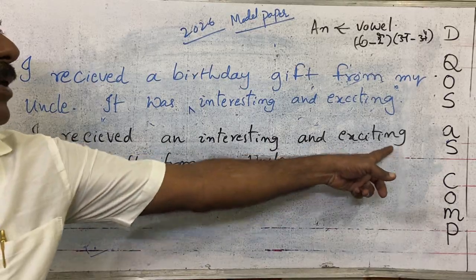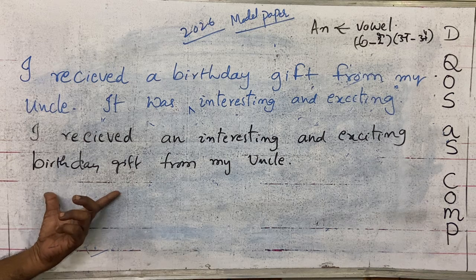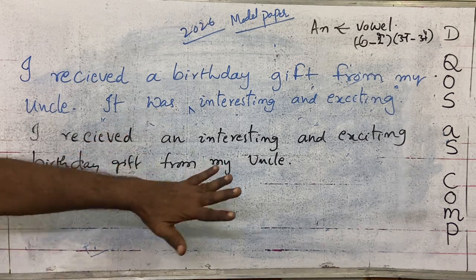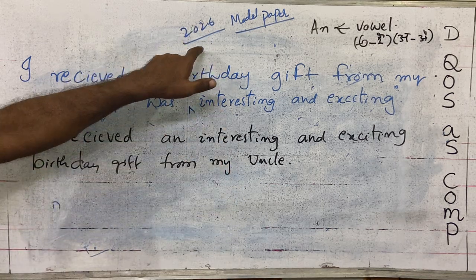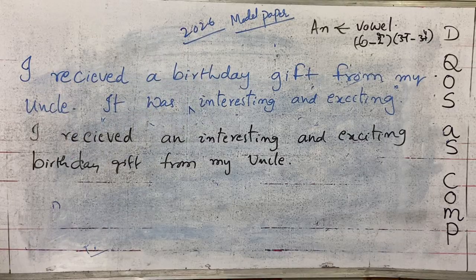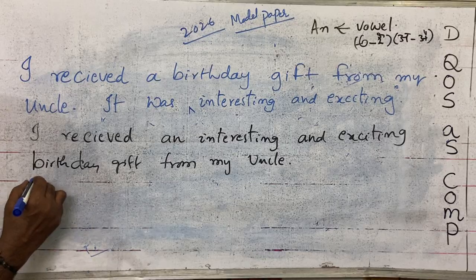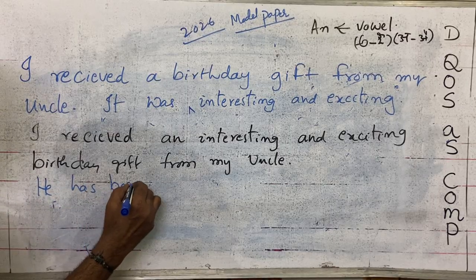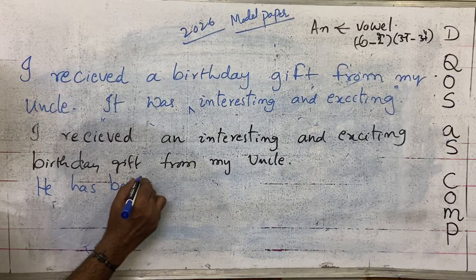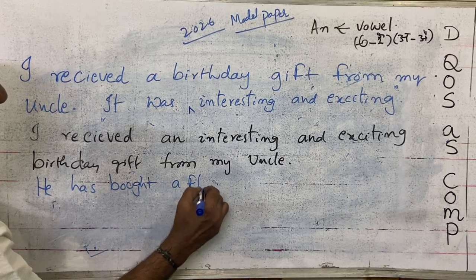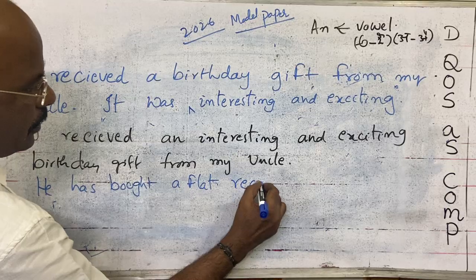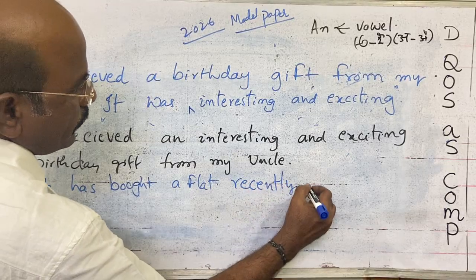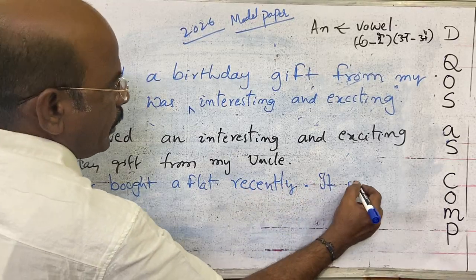This is the main phrase; how to convert into this. In the same model paper, this is the latest answer by the AP only. Second one is: He has bought a flat recently. It is spacious and comfortable. He has bought a flat recently. Full stop. It is spacious and comfortable.